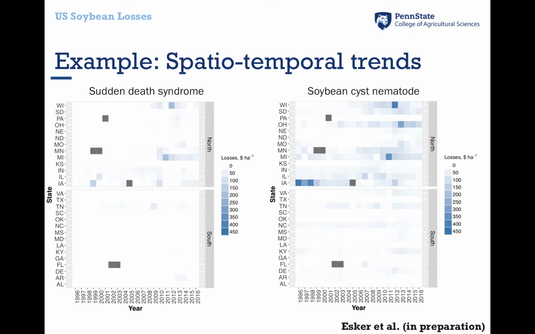The soybean cyst nematode, what's interesting is you can actually, if you stare at this long enough, you can see the pattern even easier. But you can see the south to north movement, and you can even see how management comes into play to bring this down.